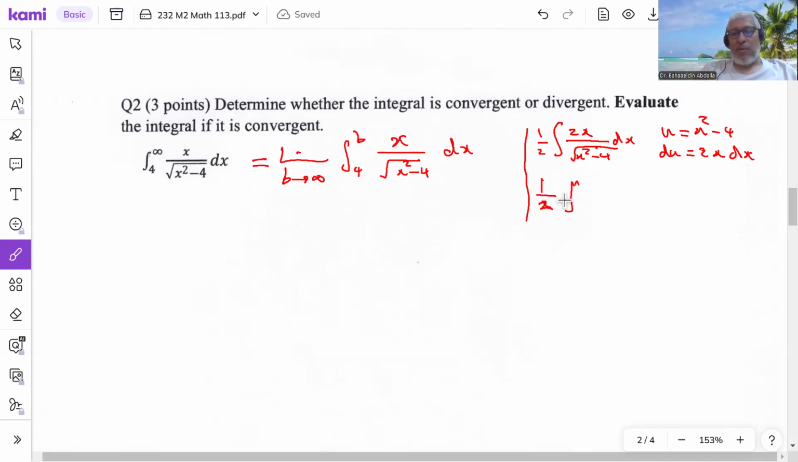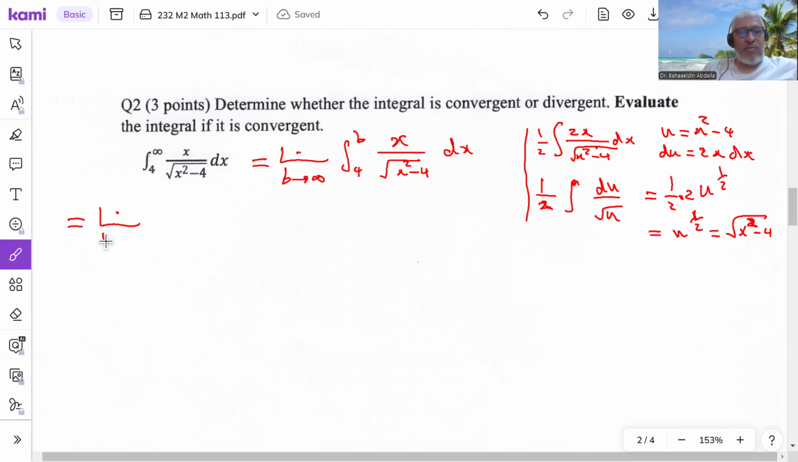And now 2x dx is du. And I have here square root of u. And I take it up, I write it u to the power negative half. And if it is u to the power negative half, the integral would be u to the power half. If you add 1 to negative half, over negative half, or times 2, 2 times half is 1. So in fact, the integral is u to the power half. And u is x squared minus 4. So it is the square root of x squared minus 4.